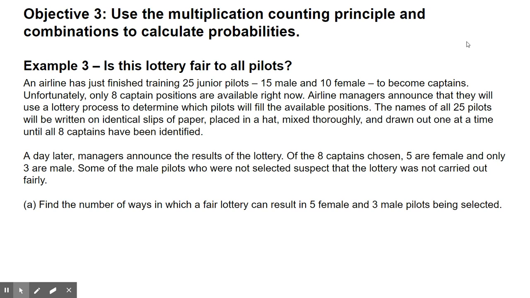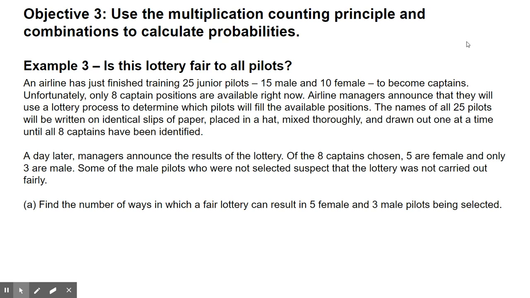So it says a day later, managers announced the results of the lottery. Of the 8 captains chosen, 5 are female and only 3 are male. Some of the male pilots who were not selected suspect that the lottery is not carried out fairly. So again, why would they have any beef with how the lottery is carried out? Well, I think it has to do with the total number of each gender. There were 15 male and 10 female. There are more males than females. So I think they assumed that when the 8 were drawn, there'd be at least one more male than female drawn, right? So a 5-3 breakdown the other way, but it wasn't.